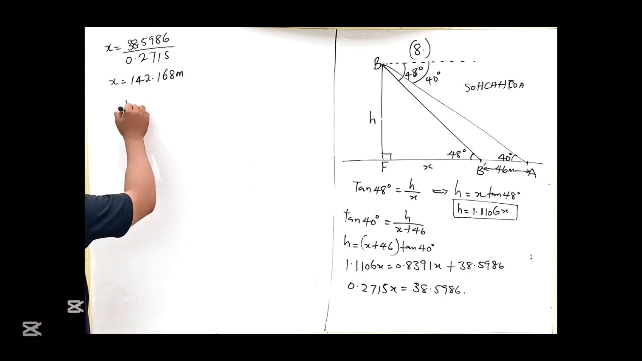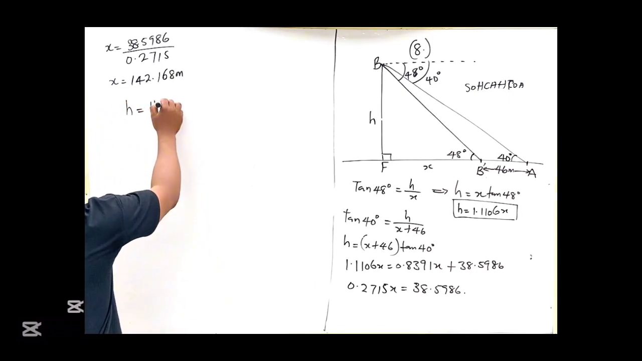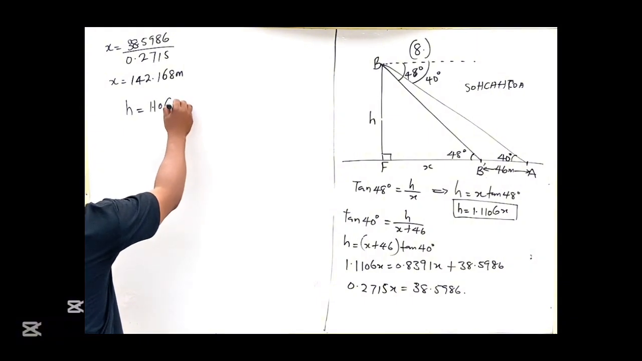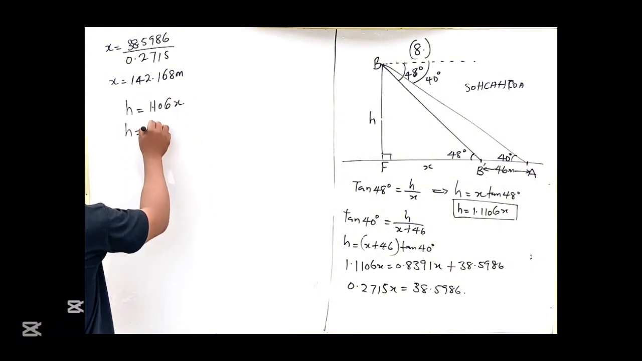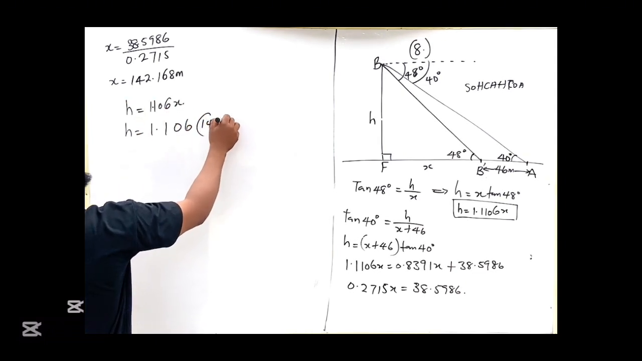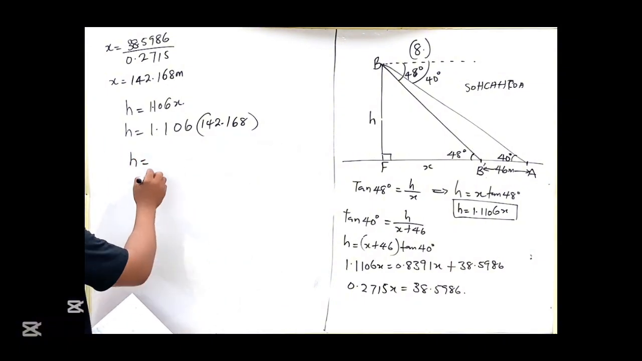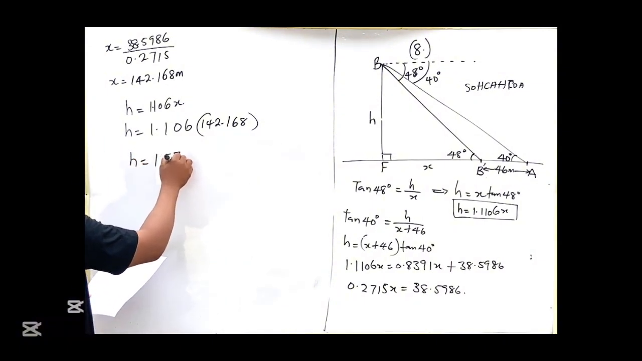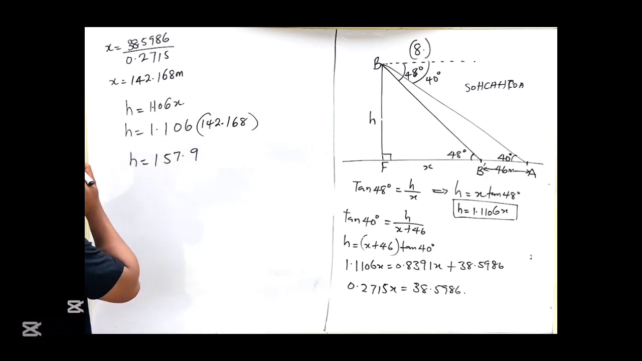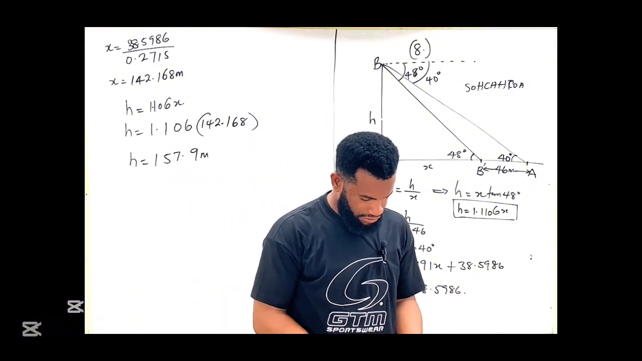So I'll say that height is equal to 1.1106x. But I have already found x, so height is equal to 1.1106 bracket 142.168. So height is given as, if you do that very well, you're going to have 157.9 meters. This is the value of the height of the pole according to this question.